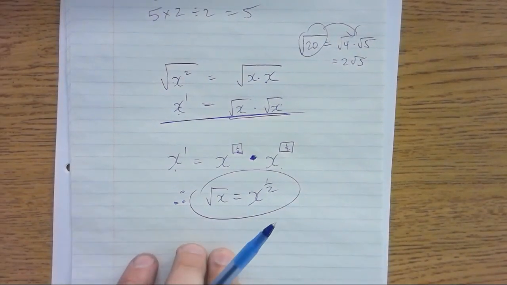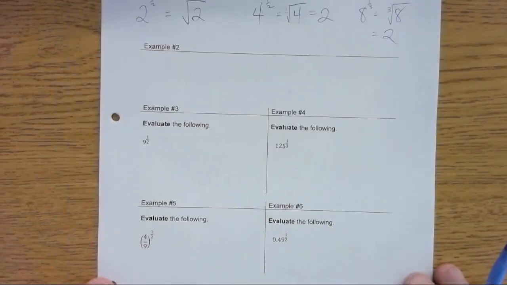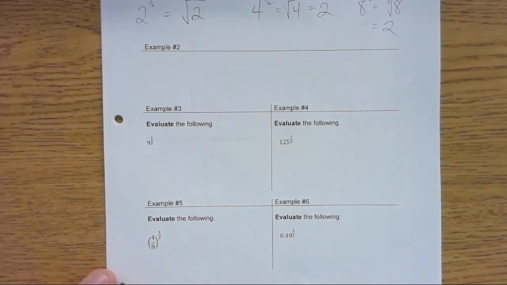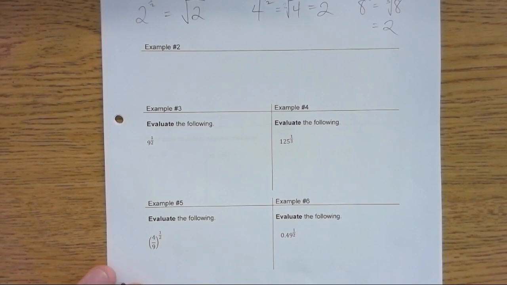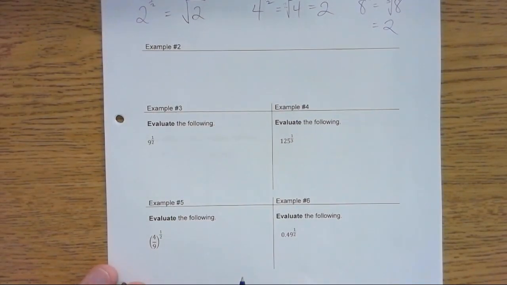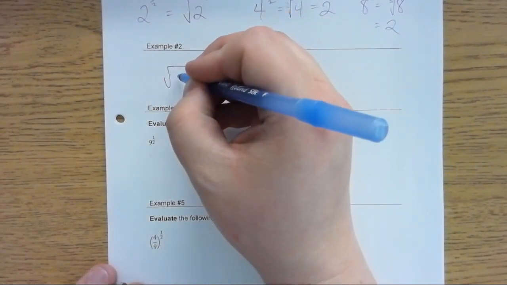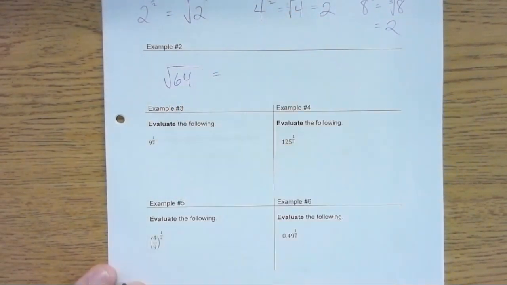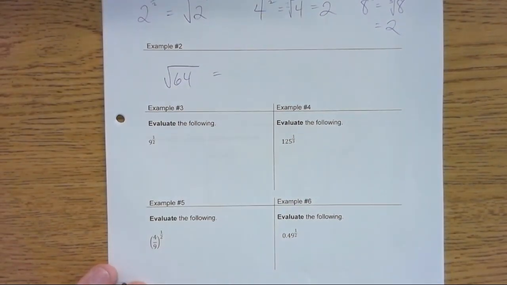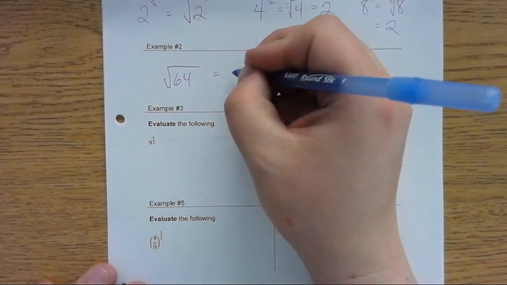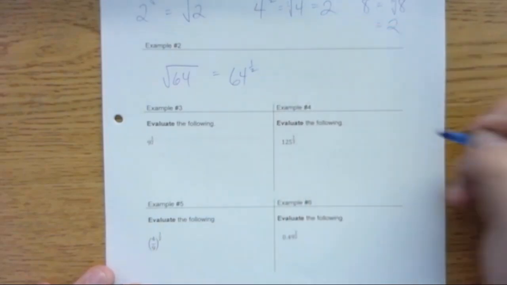All right, so let's play with some radicals. I don't even know what to put for example 2. How about we go backwards from example 1? Let's start with the square root of 64, and let's express that as a fractional exponent. Well, then that's 64 to the 1/2.